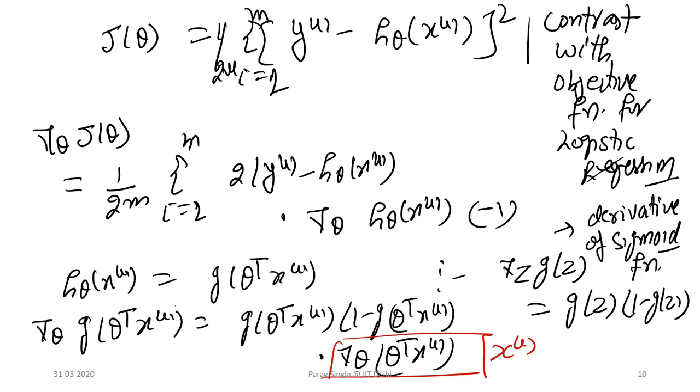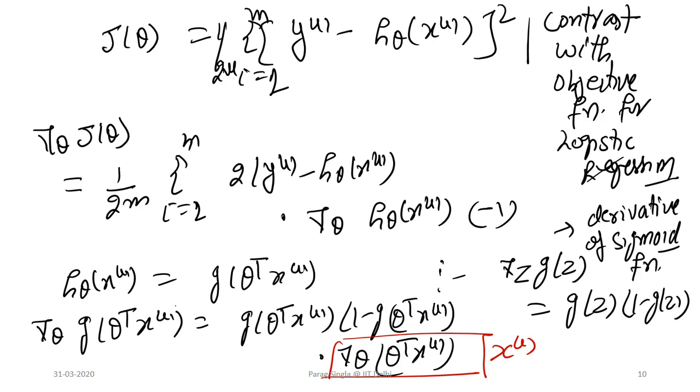We'll differentiate this first with respect to theta transpose x i, which will give us g of theta transpose x i times 1 minus g of theta transpose x i, times the gradient of theta transpose x i with respect to theta. This quantity is simply x i, since the gradient of A transpose B with respect to A is B.